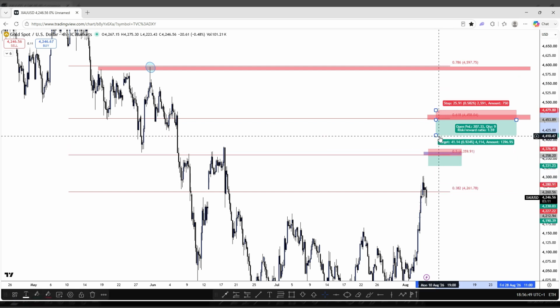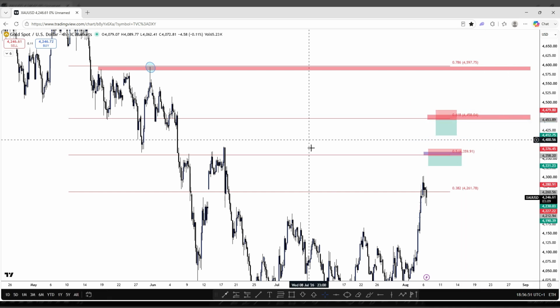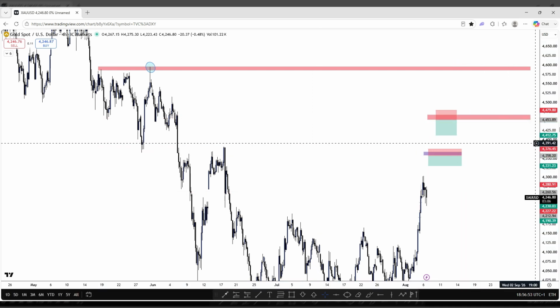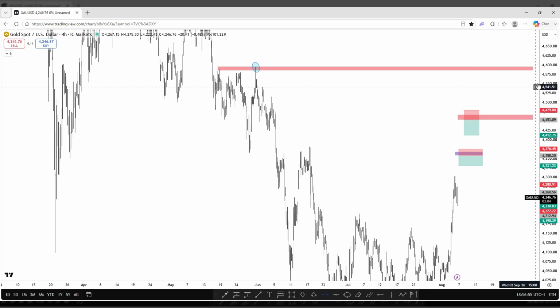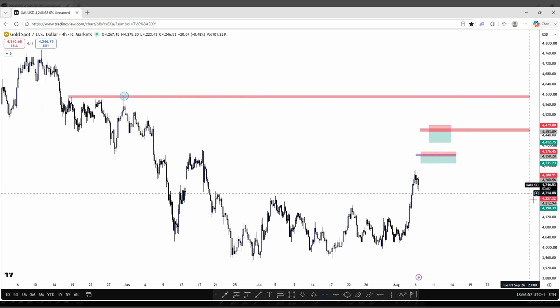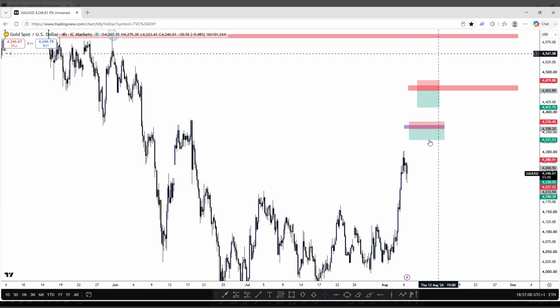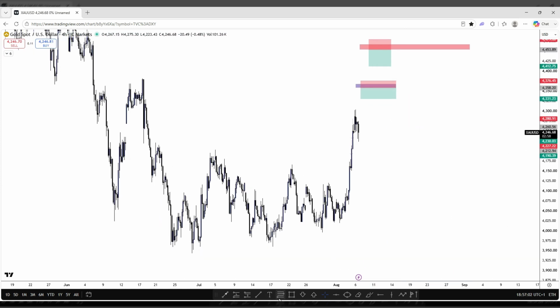Now the beauty of limit orders is that you don't have to be sat at the chart all day. You could have a job where you can't access the charts, you can't look at the markets throughout the day. So if you set these limit orders like so, then you're in a good spot. Same again with the buys.